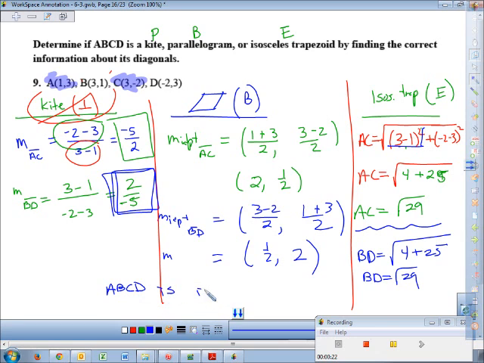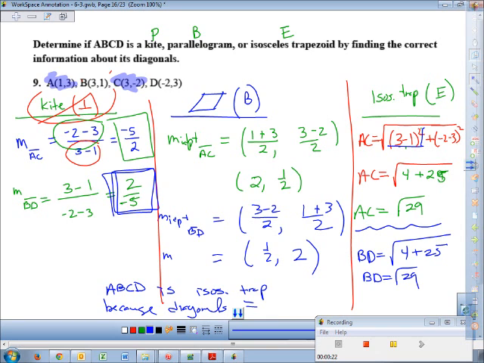is an isosceles trapezoid because, can anybody tell me what we would say after that? Why do we know that it's an isosceles trapezoid based off all of this work? The diagonals are equal. We just showed that the diagonals are equal.